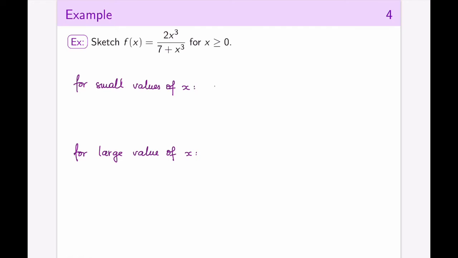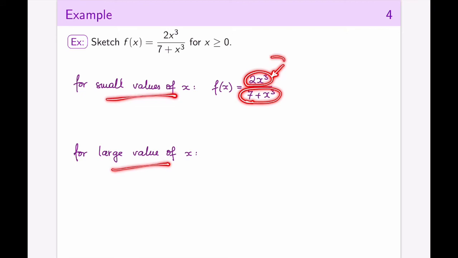So for small values of x, I'm going to start with my function. I'm going to rewrite it as is, just so I can look at it a little bit more closely in detail. Remember that for small values of x, small powers dominate. And I'm going to analyze the two polynomials involved in building this function separately. On top, I don't have a choice. There's only one term. So no matter whether it's small values of x or large values of x, I don't have anything to pick from.